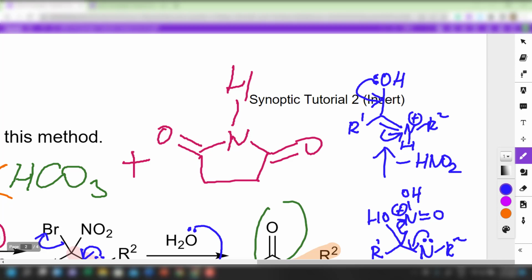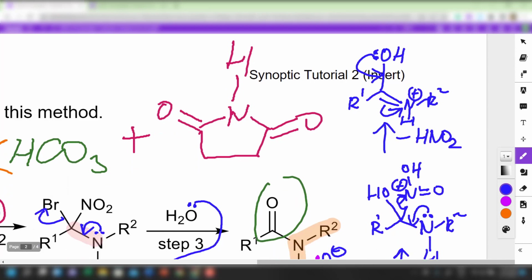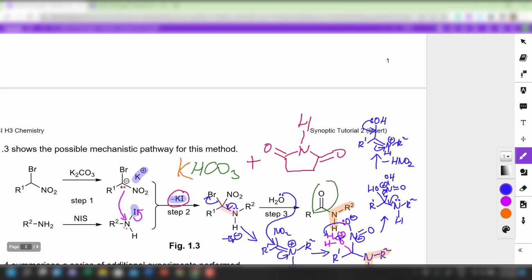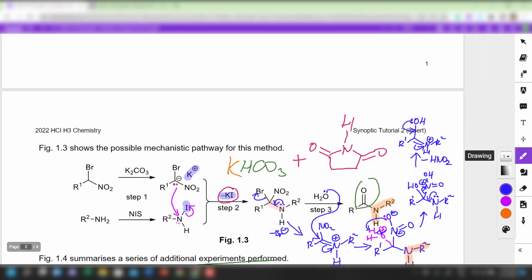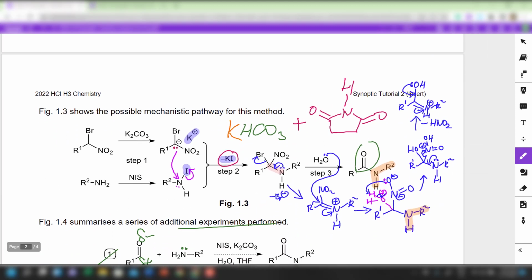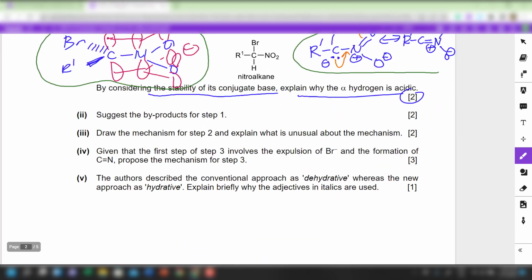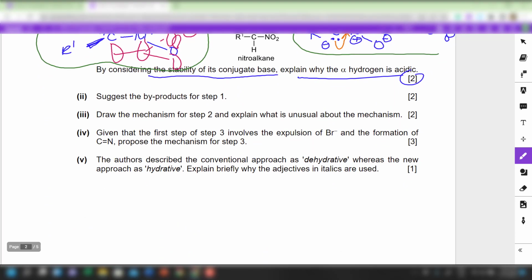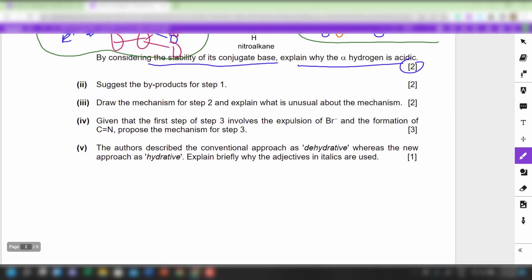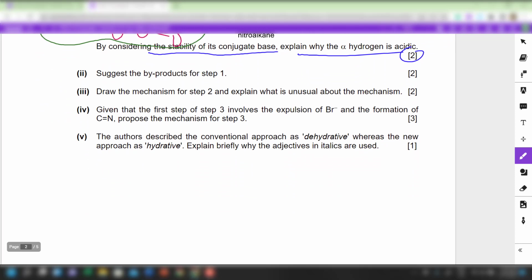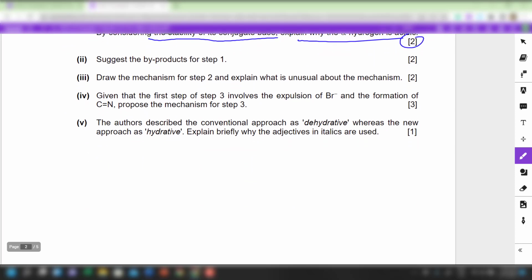Yeah. Okay, so I think this mechanism is a little bit long, but for a practice question like a tutorial question, I think that's still okay. Okay, yep. So that will be D part 4. D part 5 will be next. Okay, so the authors describe the conventional approach as dehydrative, whereas the new approach as hydrative. So explain briefly why the adjectives in italics are used.